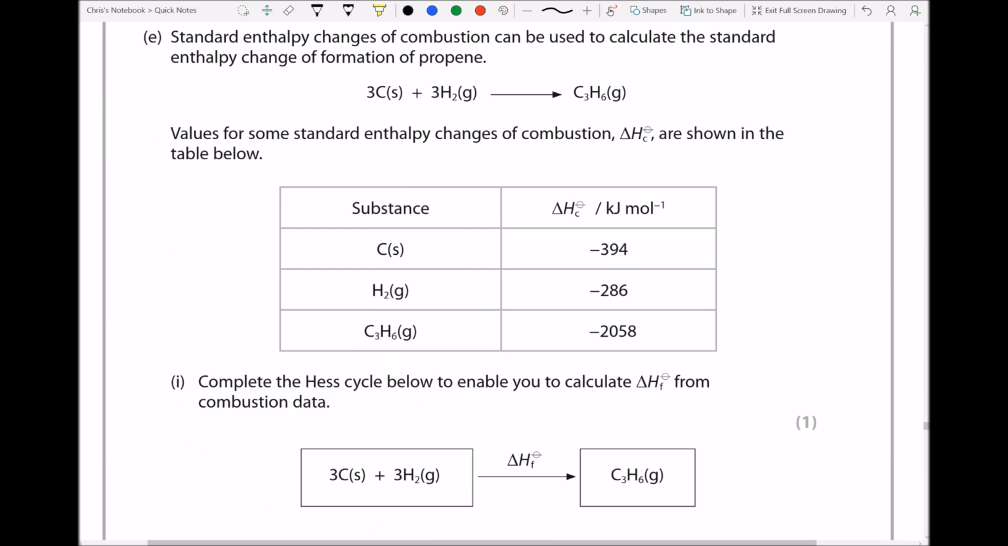And then part E. Part E is looking at standard enthalpy changes. Standard enthalpy changes of combustion can be used to calculate the standard enthalpy change of formation of propene. So you've got carbon, hydrogen, and propene at the end. Values for some standard enthalpy changes of combustion are shown in the table below. Okay, so we've got all those values there. Complete the Hess cycle below to enable you to calculate the enthalpy of formation from combustion data.